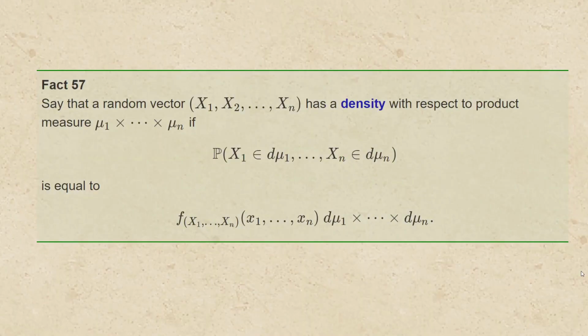Say that a random vector X1 up through Xn has a density with respect to product measure mu1 times up through mu n if the probability that X1 is in a little differential element of mu1, all the way up to Xn is in a little differential element of mu n, is equal to the density of X1 up through Xn at little x1 up through little xn, at the differential element of mu1 up through the differential element of mu n.